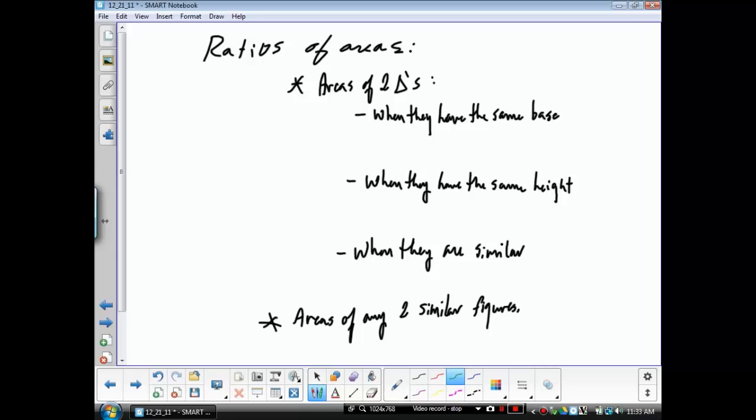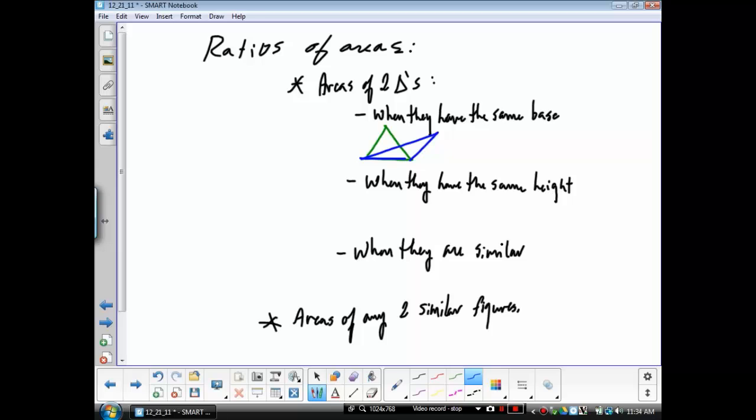Part of what we're going to look at when we're looking at these three items under the areas of two triangles is, what can this look like? When the triangles have the same base, what can this look like? So it might look like this type of thing. Here's one triangle, here is another triangle, and these two triangles actually have the same base length, but different heights.